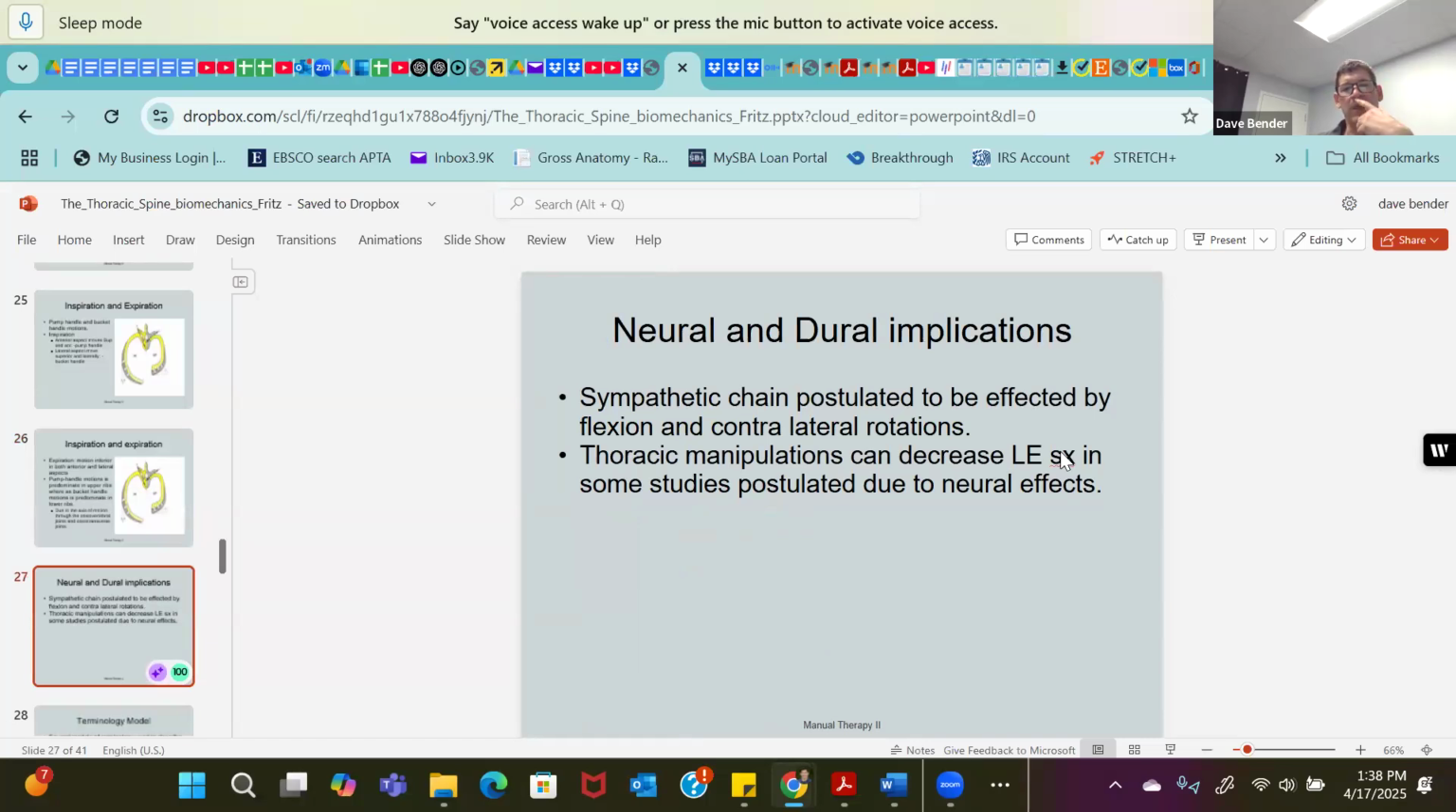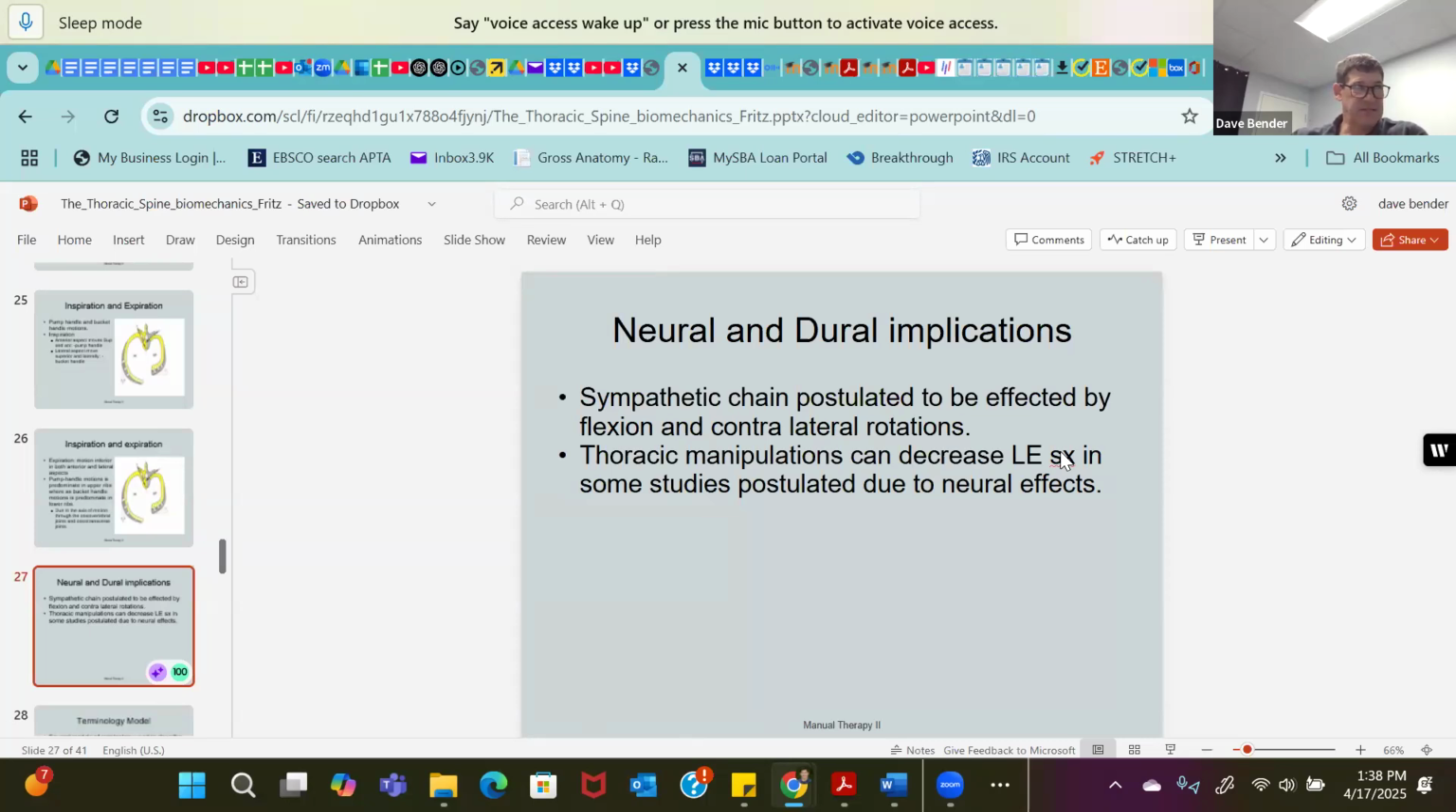Again, neural dural implications. The sympathetic chain is postulated to be affected by flexion and contralateral rotations. Thoracic manipulations can decrease lower extremity symptoms, and studies postulate this is due to neural effects. Maybe once a year, every 18 months, I see somebody with dural tension, and the restriction is in the thoracic spine. Oddly enough, you'll find it's in the costotransverse joint because of the way the dura is attached. It's tethered in the thoracic spine.